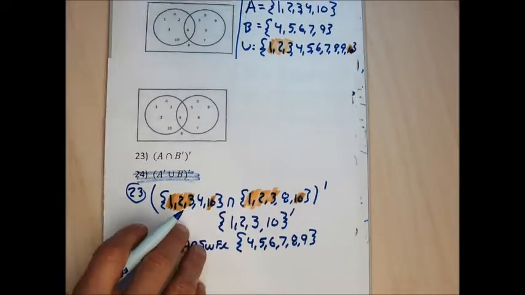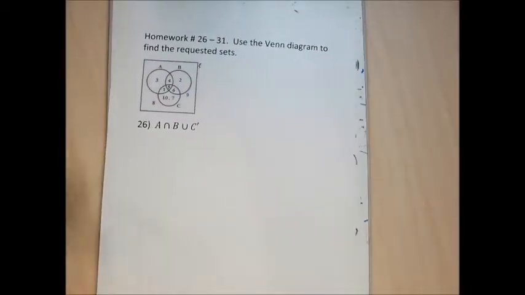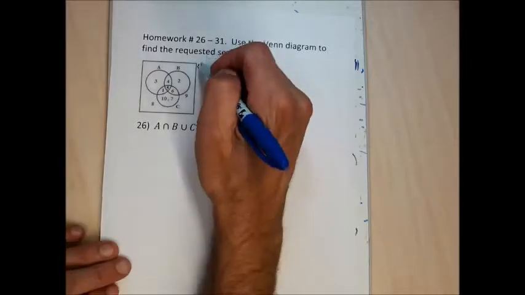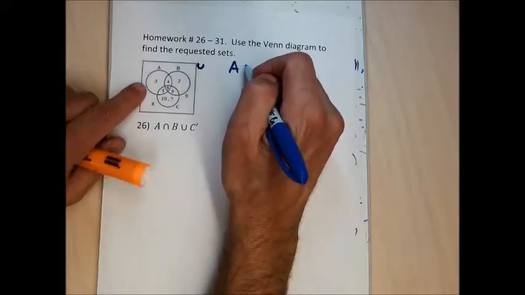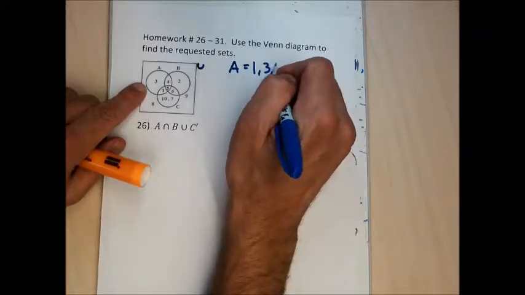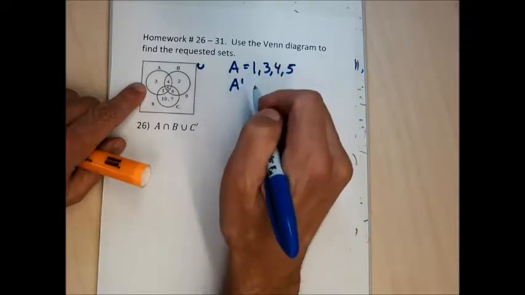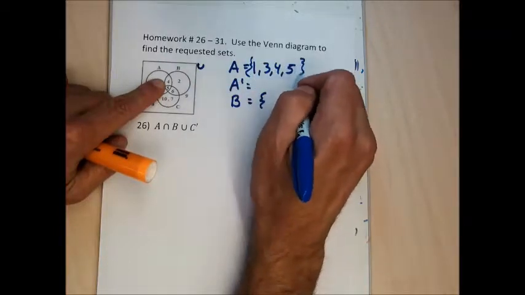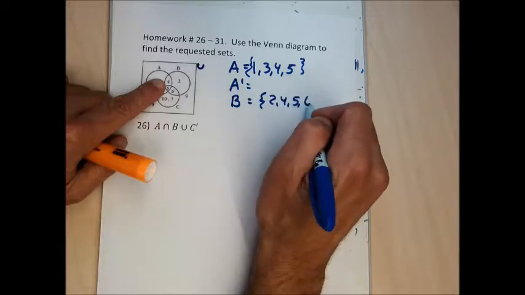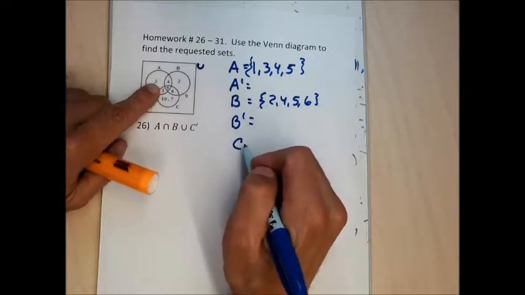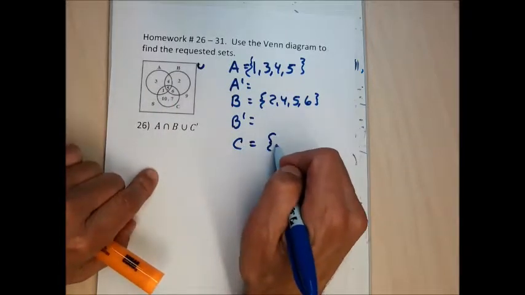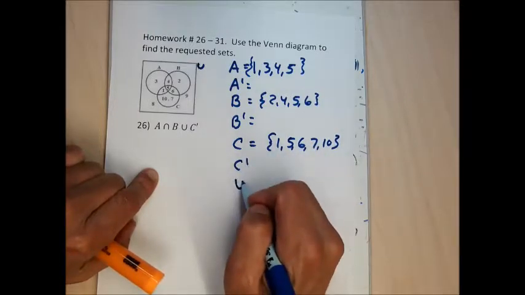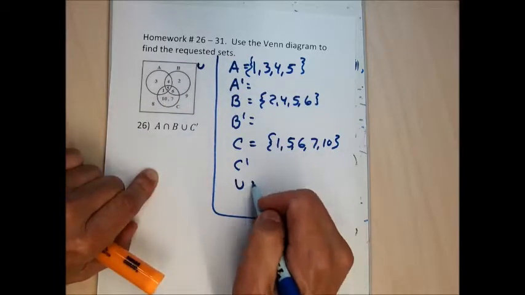All right, now we're moving on to the bigger diagrams, the diagrams that have 3 sets. So let me make up an A, which is 1, 3, 4, and 5. Save myself some room for an A complement in a little bit here. B, which is 2, 4, 5, and 6. Save myself some room for a B complement. C, which is 1, 5, 6, 7, and 10. Save myself some room for C complement. And U, which I believe is all the numbers between 1 and 10.